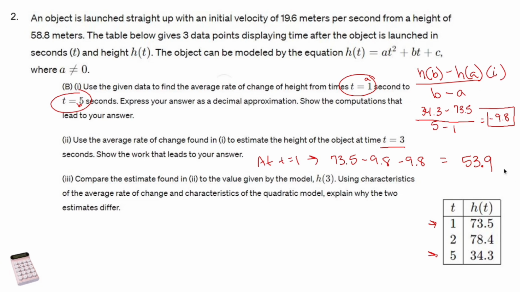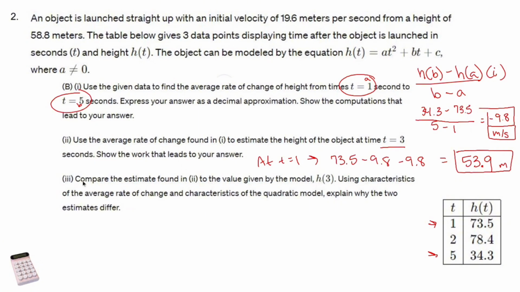So estimate the height. So 53.9 meters. I probably should have said up here that this is meters per second. Okay, so let's just add another box right there. Look at that. All right, compare the estimate found in 2 to the value given by the model h of 3.